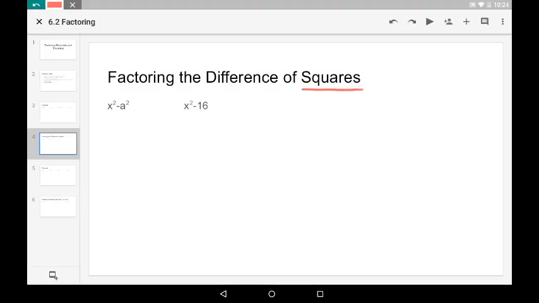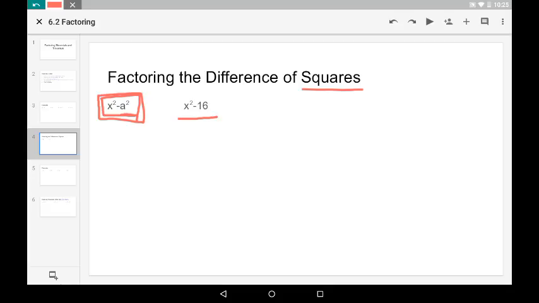And squares means that x is squared and the number at the end, whether it's, this is the standard form of this. A squared just stands for any number a squared. X is our variable, so it's always going to be written as x squared in all of these examples. Okay, so we have x squared and we also have some other number that has been squared. So this number right here, 16 in this example, we can take the square root of that.